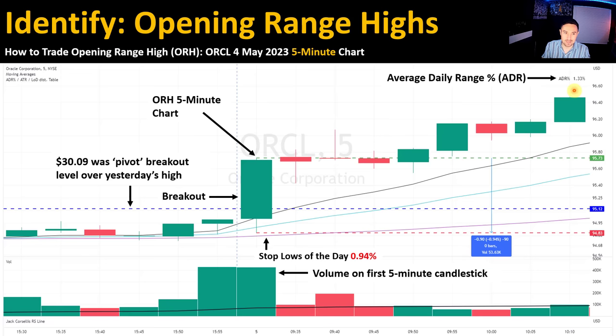Now the 5 minute chart. Remember, here's the breakout on the 5 minute chart. Then you're looking for a break through the high of the first 5 minute candlestick, which is 95.73. So the entry would actually be coming through in here. Now your stop loss at the lows of the day is going to be wider because price is up, so you're paying a little bit of a premium here. 0.94% is going to be your stop loss. That is about two thirds of the ADR. Okay, still kind of in check there. It's okay. Let's then do another one.